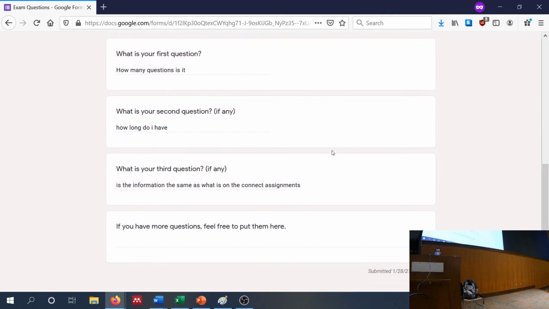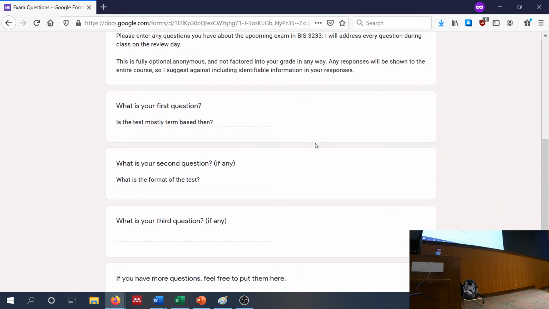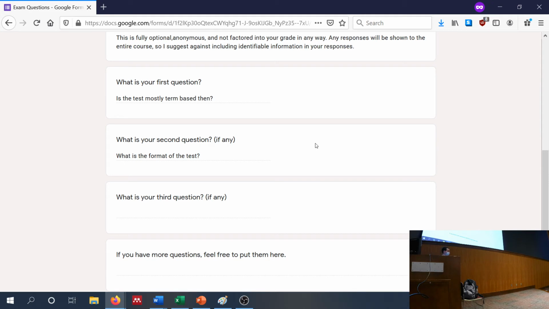How many questions? Looks like this is a duplicate response here. Is it mostly term-based? So I wouldn't say the exam is term-based. It's application of the terms we cover. So certainly like that question I showed, that's going to be an example of a probably more difficult question, but there are going to be many other questions as well.